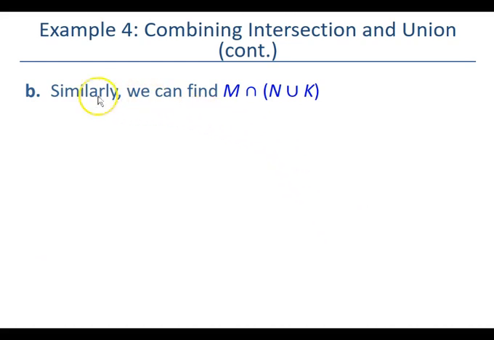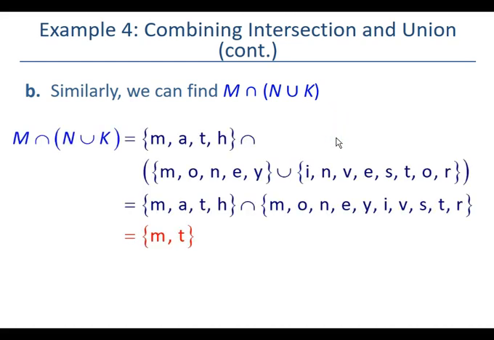All right, now we do B the same way. And again, you might try this on your own. You have the information, and then check to see if you are getting it right. So in this case, we're now going to have union between set N and set K, which gives us this list, and then we're going to have intersection with the letters in math, and our answer is just this.